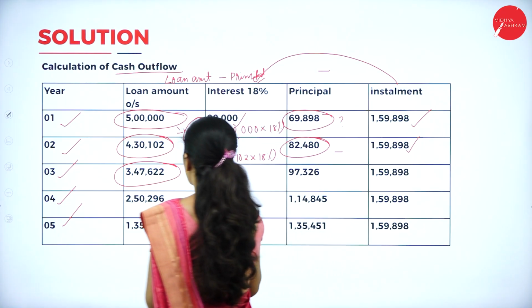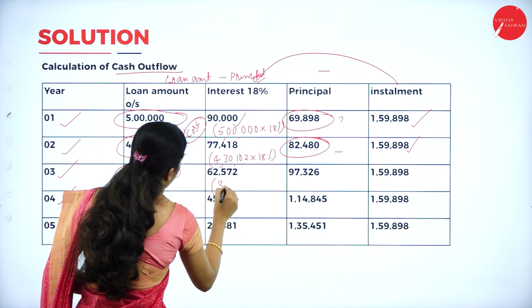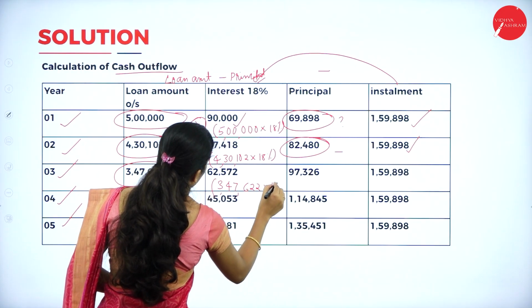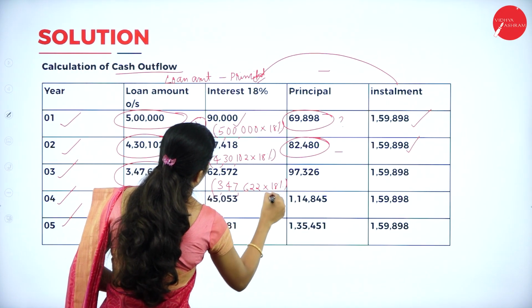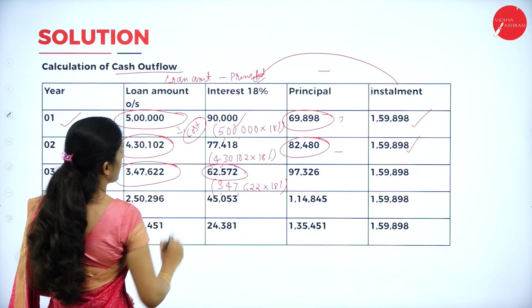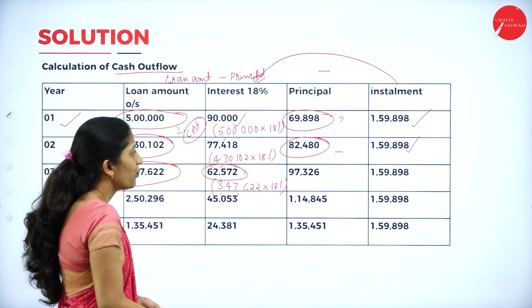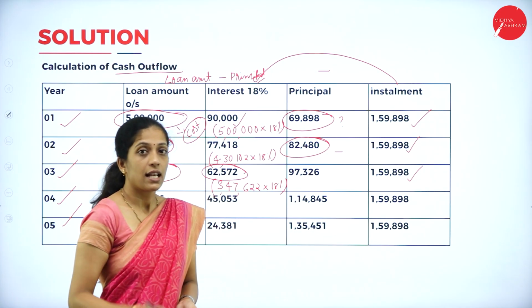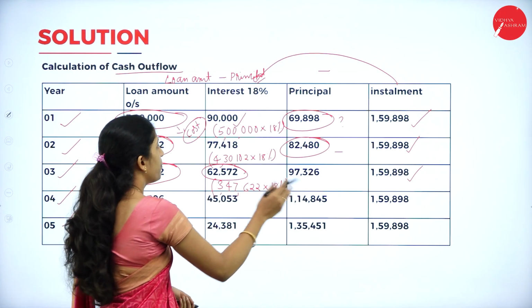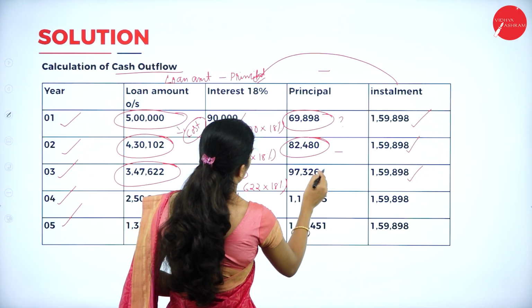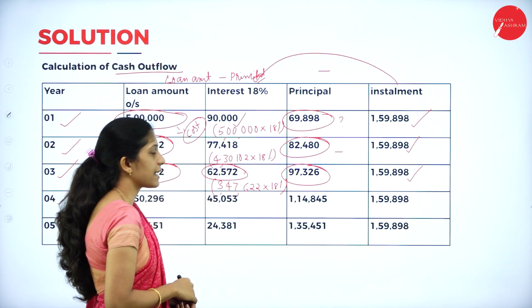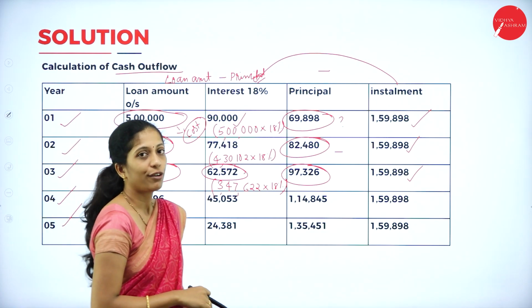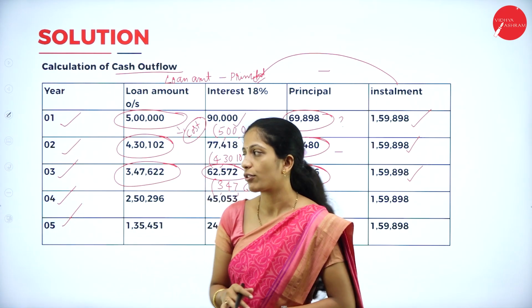Now, we have to calculate the interest. 3,47,622 into 18%, so we'll get the interest, that is 62,572. We know the installment amount is 1,59,898. The installment amount remains the same, minus this interest. So, we'll get the principal amount, that is 97,326.